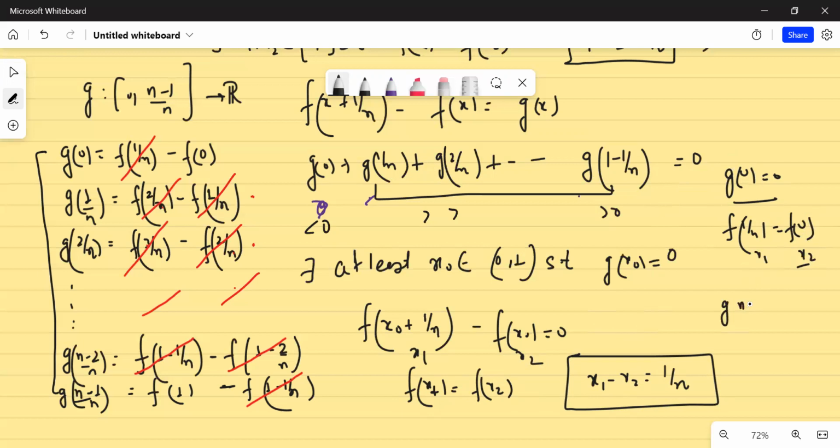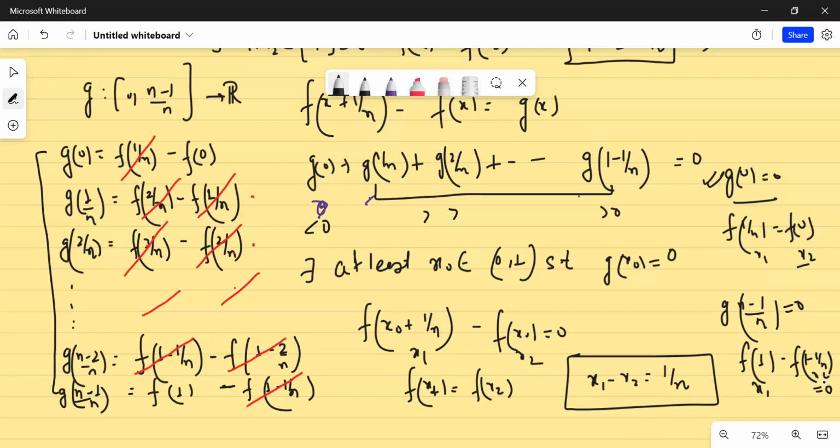And last case, if you take n minus 1 upon n, if this is equivalent to 0, then what will happen? Then clearly f of 1 minus f of 1 minus 1 by n would be equal to what? 0. If this is the case, then this is x1 and this is x2. So there, these x1 can be 1 also, x2 can be 0 also. But if x2 is equal to 0, then x1 has to be 1 by n. This case would be there.